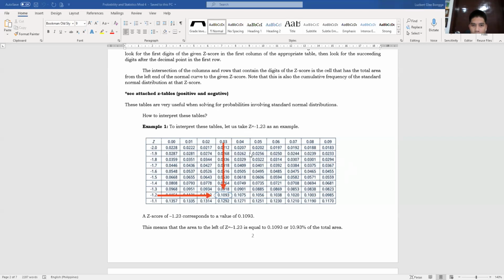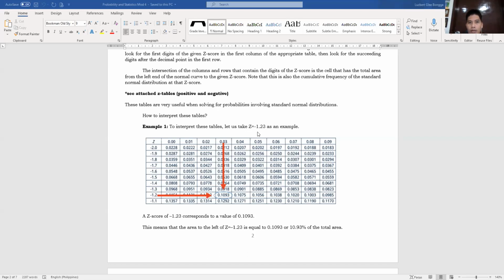So we can have these parts of the table. In your module, it is on the last page, the one that is back to back. There you have the negative values of z and the positive values of z. Now we have here example 1, where we will get the value of z equal to negative 1.23.